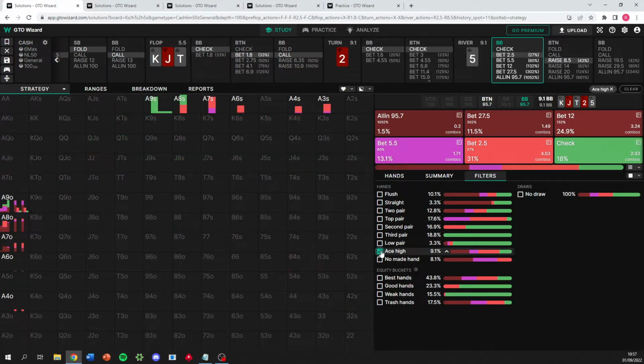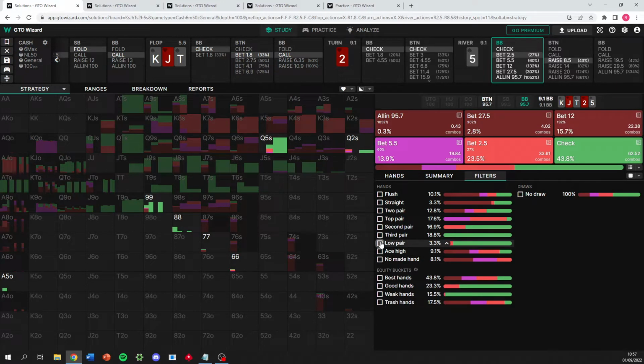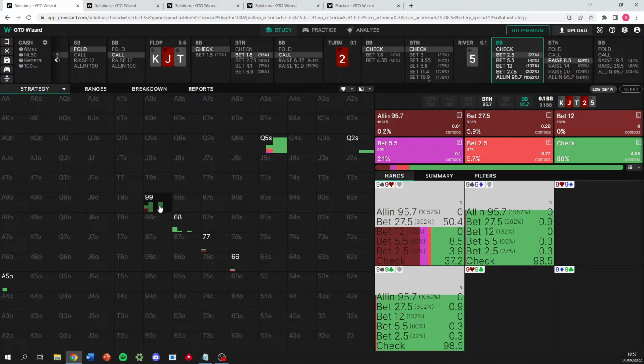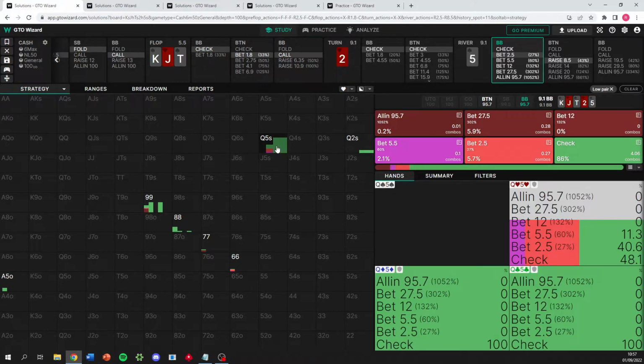He gets to bluff almost every ace high now. He even gets to start bluffing some of the low pairs, sevens, sixes, nines if he called them. Even queen five gets the bluff here sometimes, right?